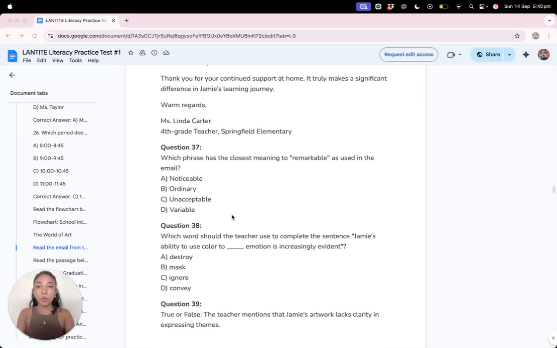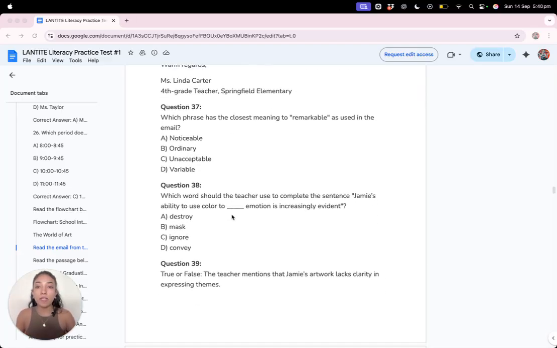Okay, so let's look at question 37. Which phrase has the closest meaning to remarkable as used in the email? A, noticeable, B, ordinary, C, unacceptable, and D, variable. So I would choose A, noticeable, as remarkable in the context of the email highlights Jamie's exceptional or noticeable enthusiasm and creativity in art class.